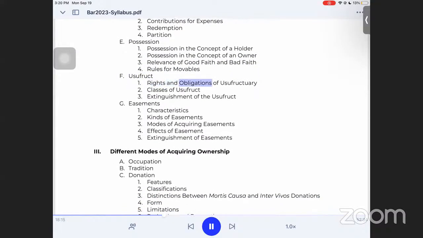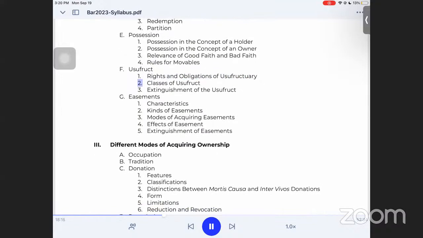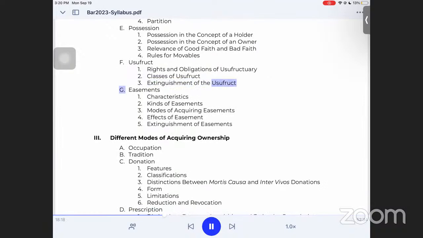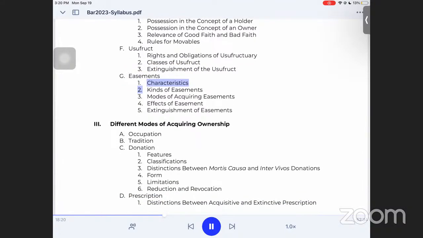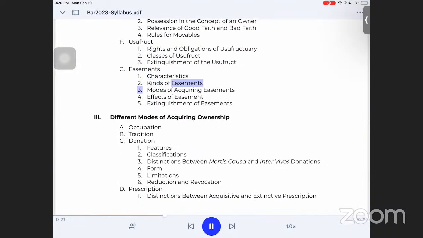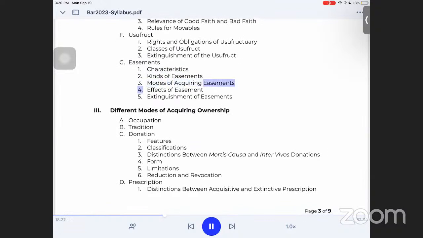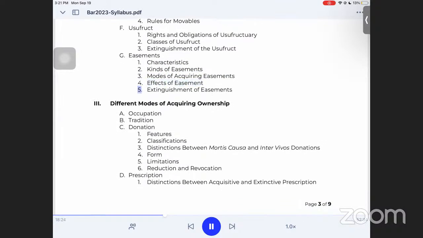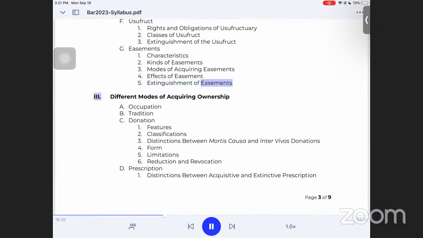F. Usufruct. 1. Rights and obligations of usufructuary. 2. Classes of usufruct. 3. Extinguishment of the usufruct. G. Easements. 1. Characteristics. 2. Kinds of easements. 3. Modes of acquiring easements. 4. Effects of easement. 5. Extinguishment of easements.